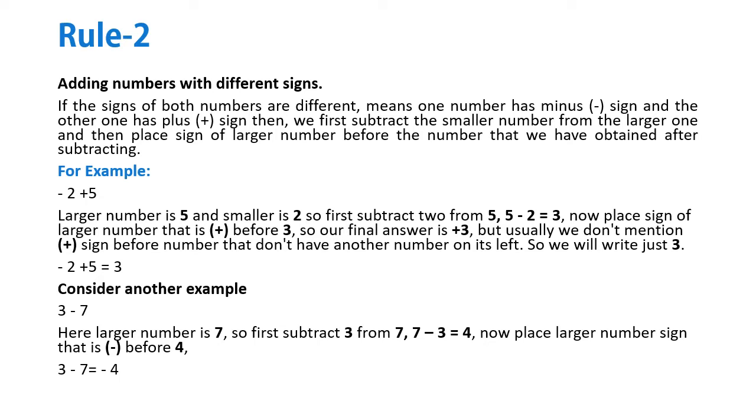Consider another example. 3 - 7. Here larger number is 7, so first subtract 3 from 7. 7 - 3 = 4. Now place larger number sign, that is minus, before 4. 3 - 7 = -4.